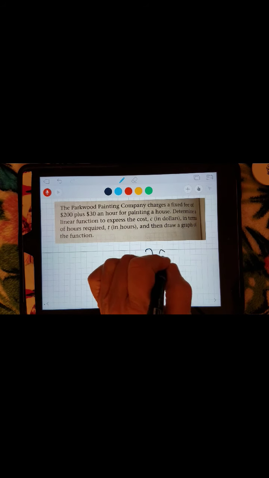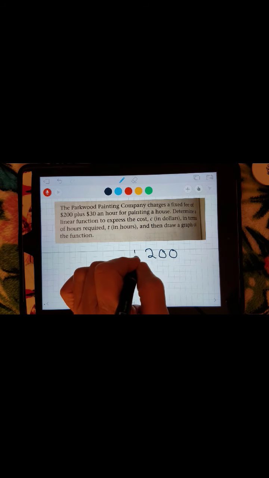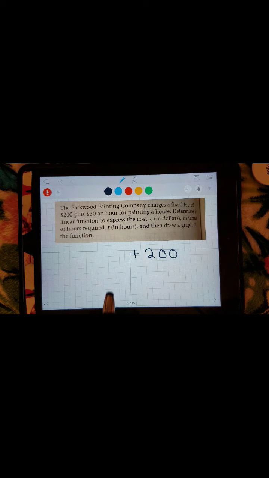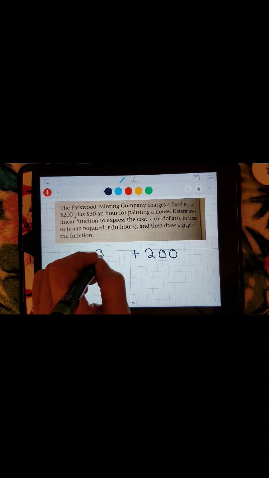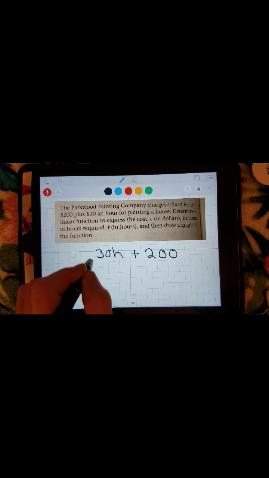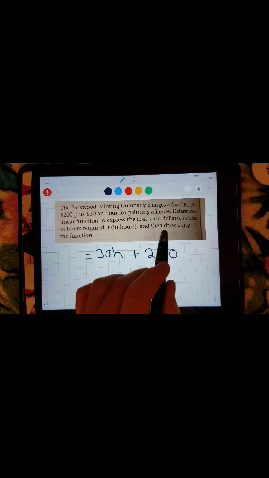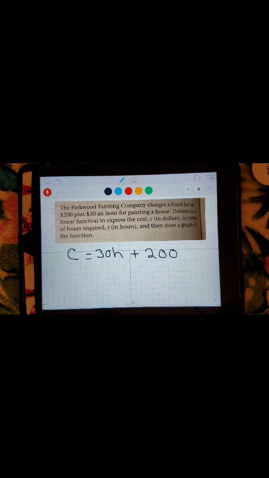Okay, let's see. First, they charged us $200. That was a set fee. So no matter how many hours, you had to pay that set fee. Now, for every hour, they charged $30. So $30 per hour. And that was going to equal the cost to paint the house. So now, what they're telling me is for every hour that they paint your house, it's going to cost $30. It's going to be an increase of $30.